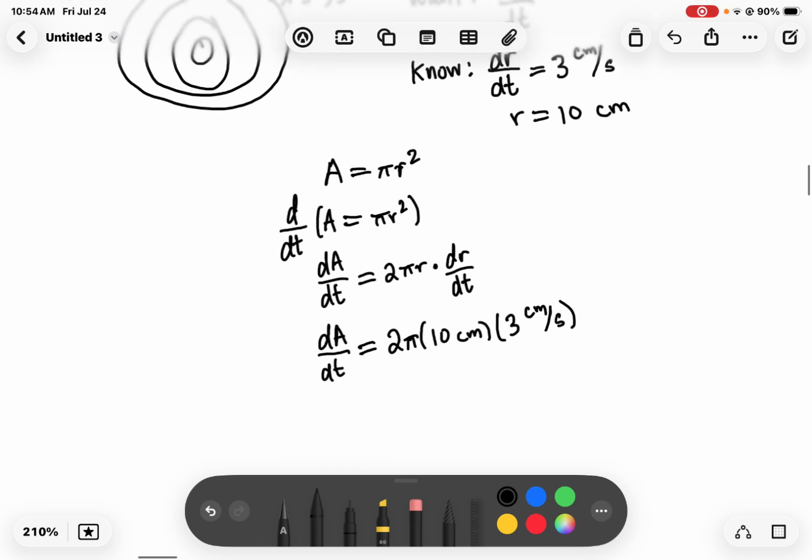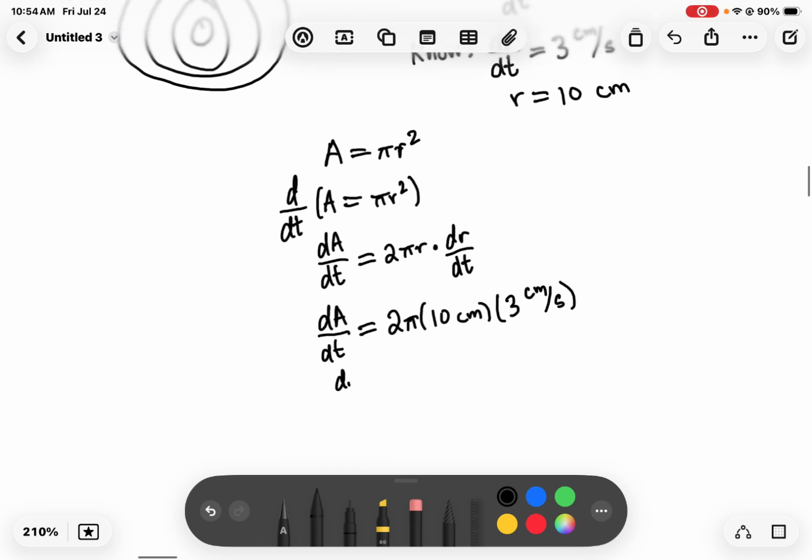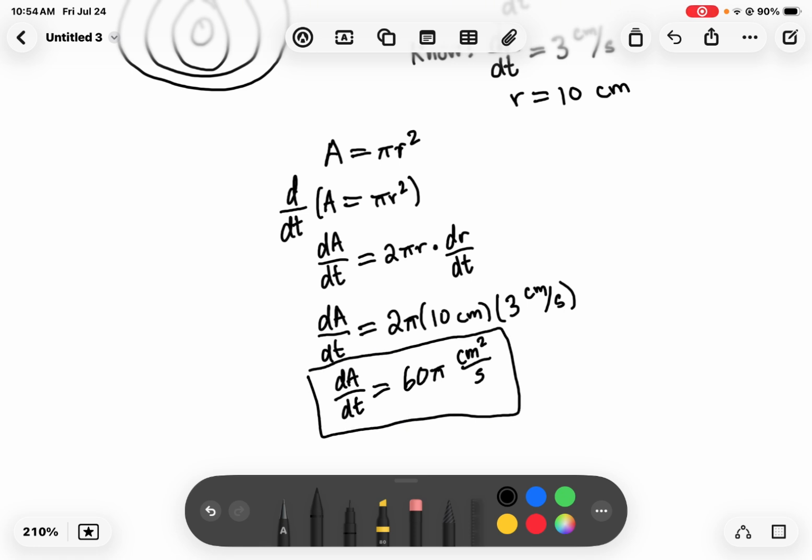Okay, then we can just evaluate all of this, and we get that dA/dt is equal to 60 pi centimeters squared per second. All right, good.